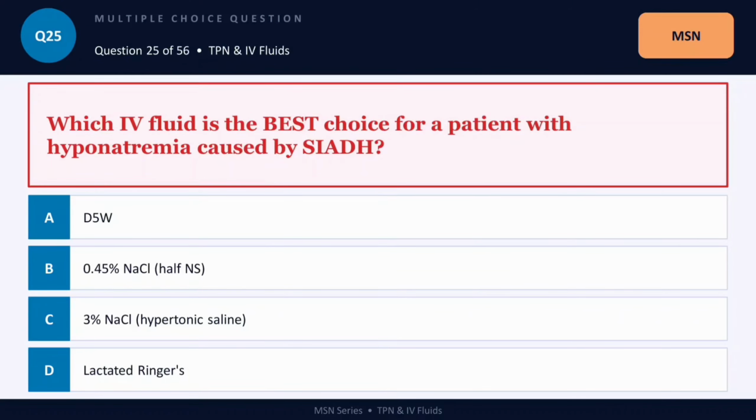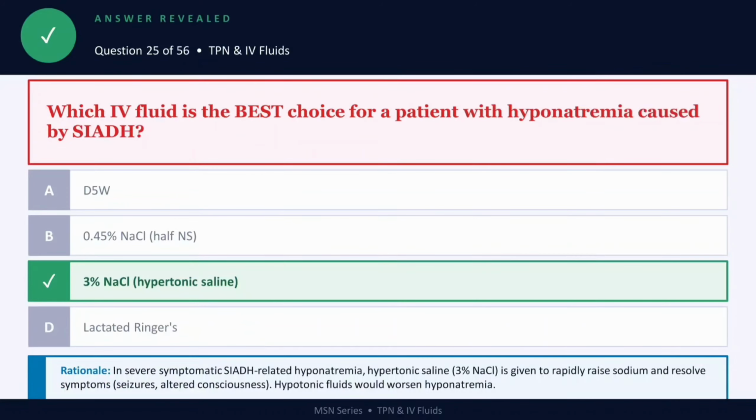Question number 25. Which IV fluid is the best choice for a patient with hyponatremia caused by SIADH? Option A, dextrose 5% in water. Option B, half normal saline. Option C, 3% NS. Option D, lactated Ringer's. The correct answer is option C, 3% NS. Rationale: in severe symptomatic SIADH related hyponatremia, hypertonic saline is given to rapidly raise sodium and resolve symptoms. Hypotonic fluid would worsen hyponatremia.